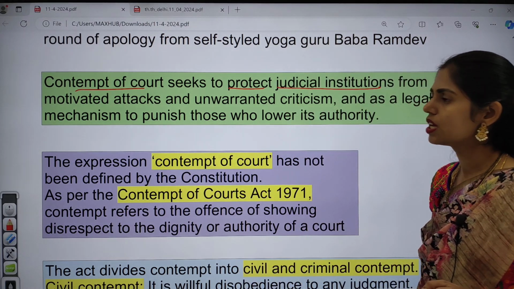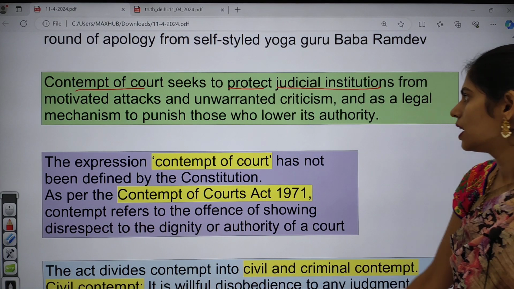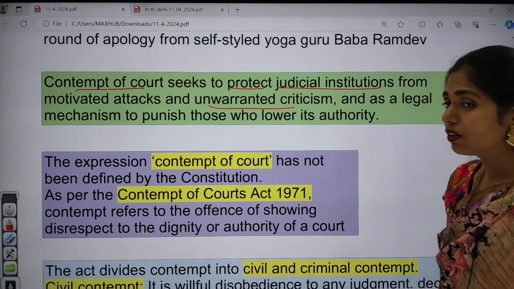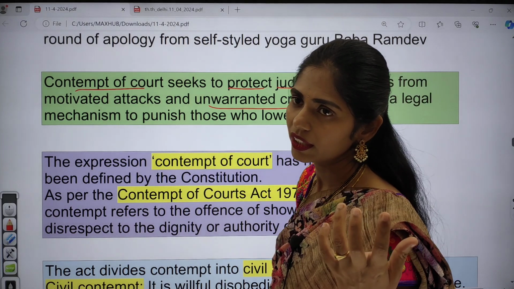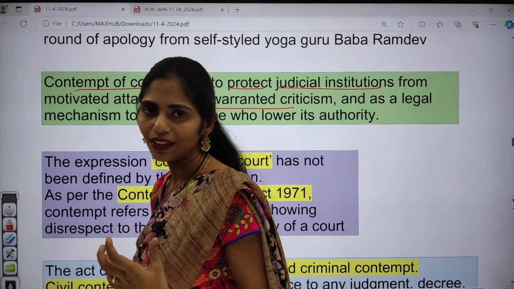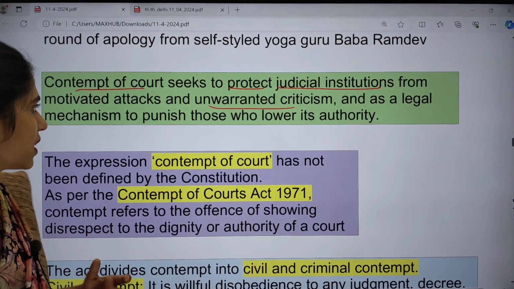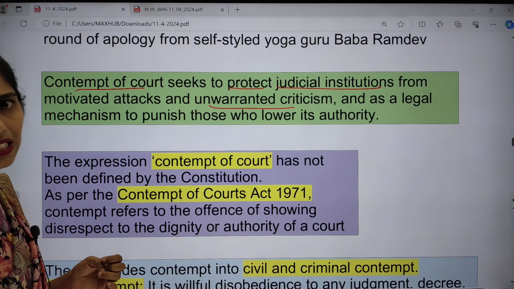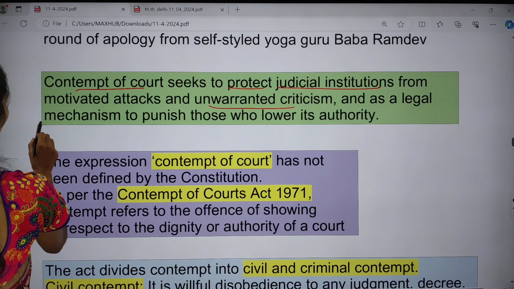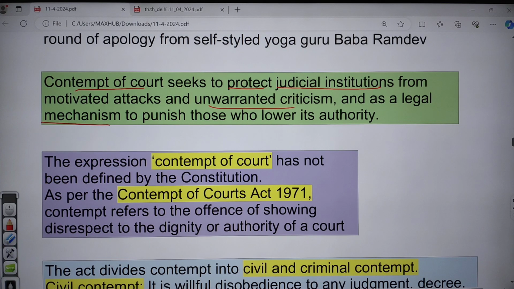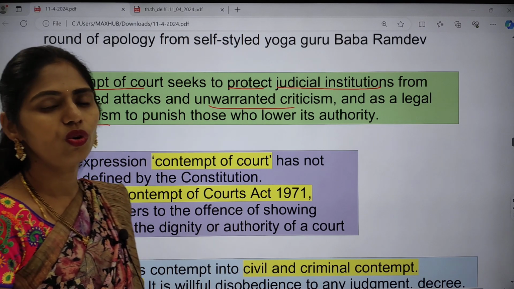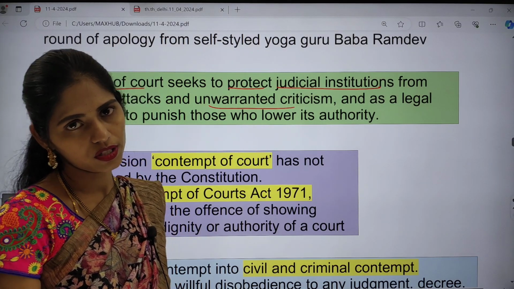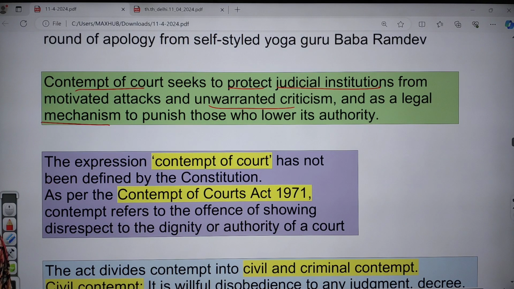Contempt of court seeks to protect judicial institutions from motivated attacks and unwarranted criticism. Especially some people are motivated to lower the status of the judiciary or Supreme Court or judicial institutions, and they also come up with criticism. It is also a legal mechanism to punish those who are lowering the authority of the judiciary. So it is a power of courts to punish people.